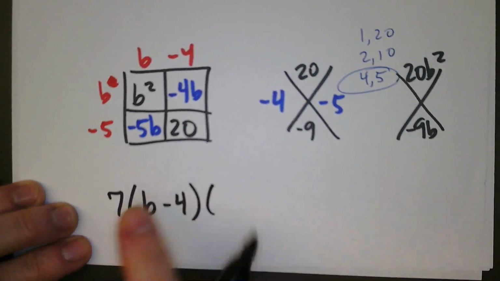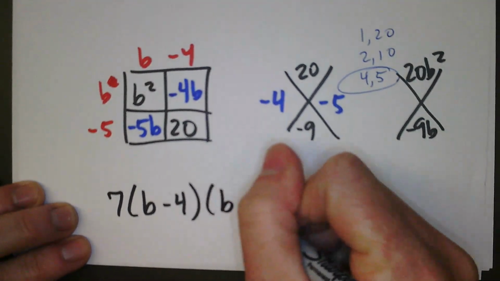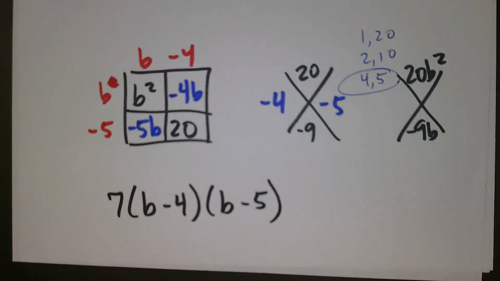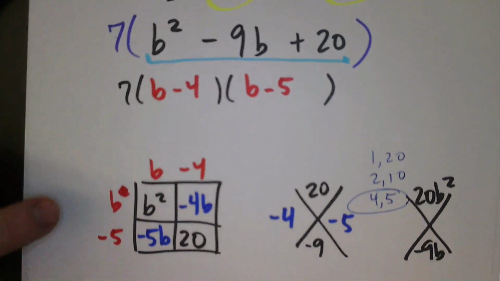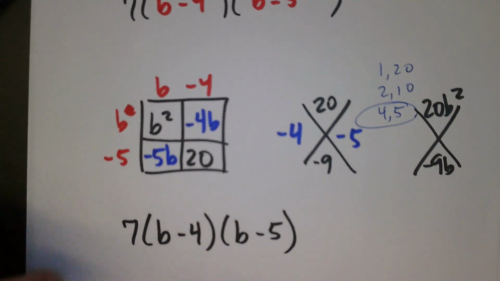Notice that the 7 that I factored out at the beginning is part of the answer. The most common mistake that I see people make is once they factor out the 7, they forget to include it as part of the answer, but we want to make sure that it's there.